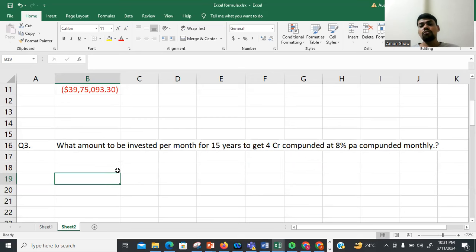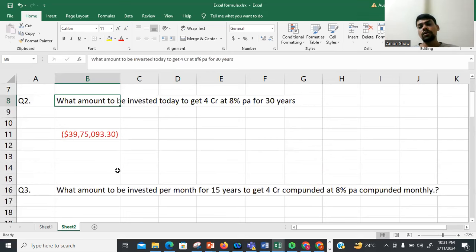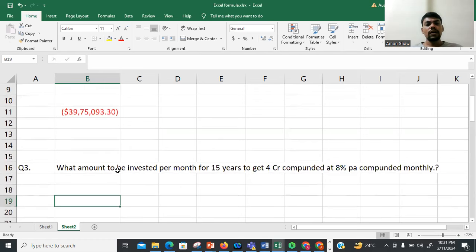Okay, now the question has changed here. Earlier, the question was, what was the amount to be invested today, one lump sum amount, so that you get 4 crores after 30 years. Here, it is saying what do you invest per month. So per month there will be an outflow, so that after 15 years at an 8% per annum rate, compounded monthly, the amount will become 4 crores. So how do we calculate that?